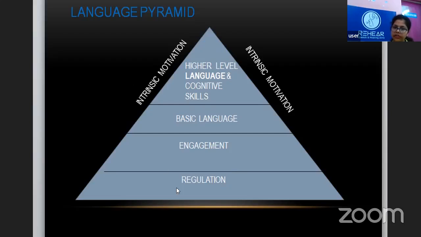So basically, we should focus on regulation, engagement, basic language, and higher level language and cognitive skills. Then we can get intrinsic motivation.